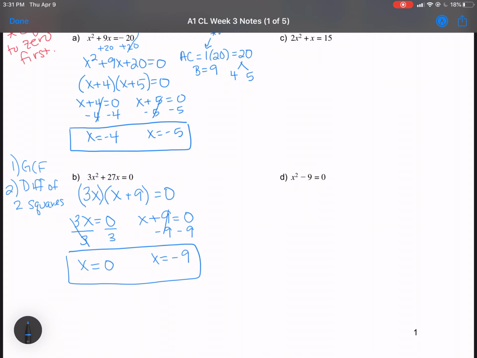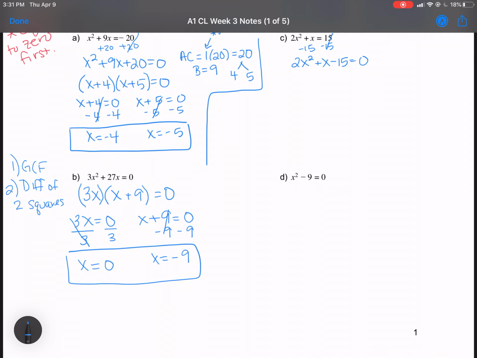All right, looking at C, we have 2x squared plus x equals 15. So we're going to subtract 15 on both sides. So now we have 2x squared plus x minus 15 equals 0.